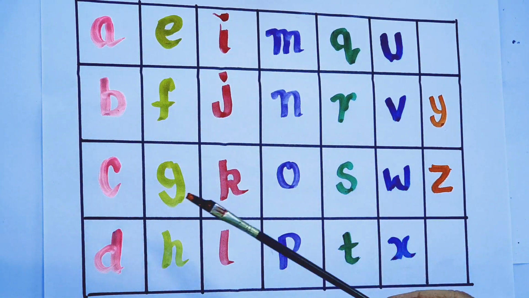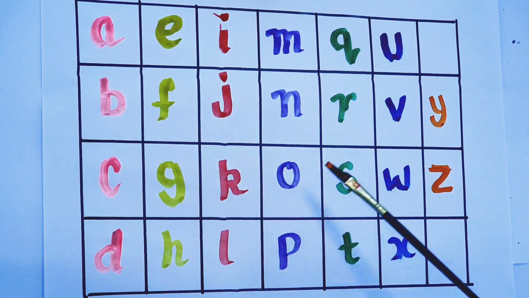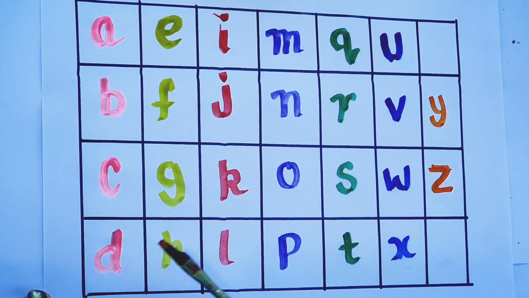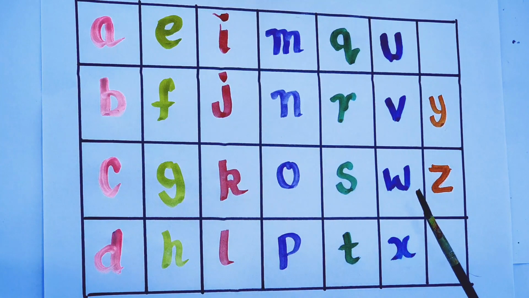We learn about pink color, yellow color, red color, purple color, green color, blue color and orange color.